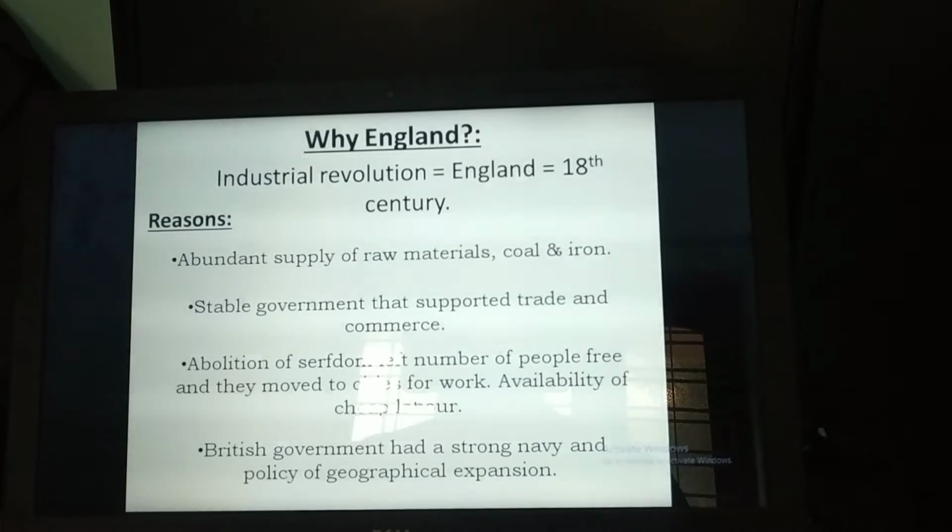So there was a stable government. The stable government means the government that was ruling continuously. There were no changes in the government, so they had stable government that also supported trade and commerce. The next thing is that abolition of serfdom left a number of people free, so that they moved to cities for work. Availability of cheap labor, which means the people began to move from villages to cities for work.